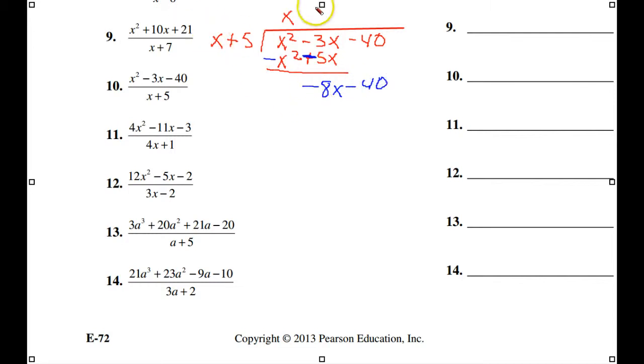Now, x goes into there a negative 8 times. X times that is negative 8x. This times this is a negative 40. And change our signs. These all cancel out.